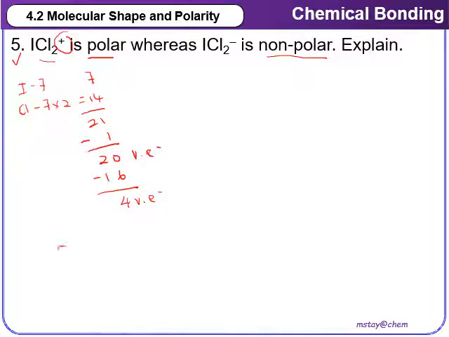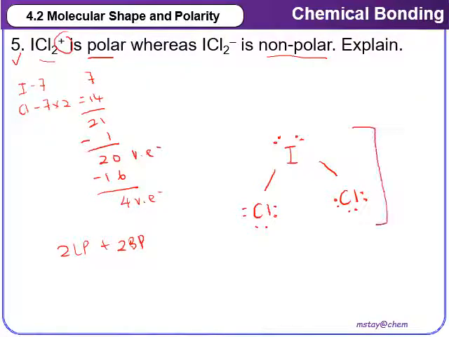So 2 lone pairs plus 2 bonding pairs. The basic shape is tetrahedral. But because of the 2 lone pairs, we know the shape of the molecule will be V shape. So place the terminal atoms with 8 valence electrons, and then the 2 lone pairs will be at the central atom. So this is the Lewis structure.